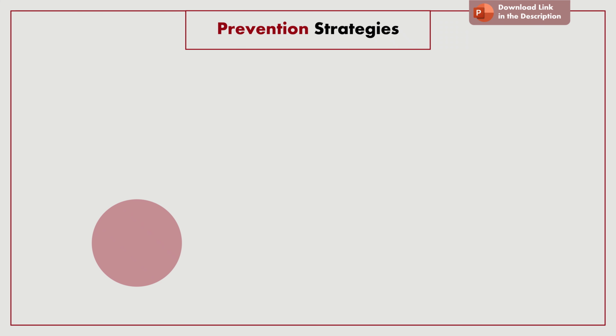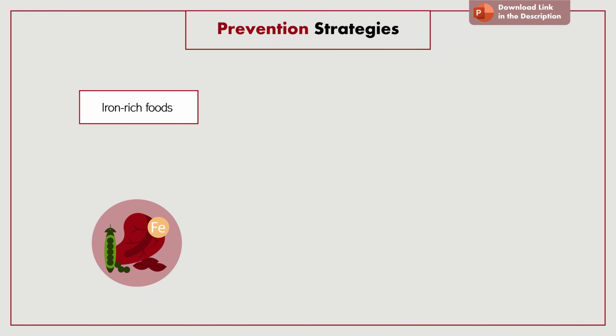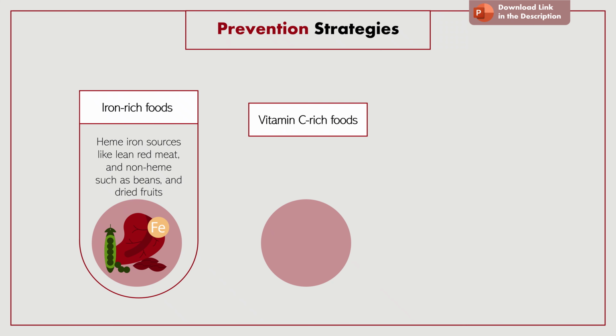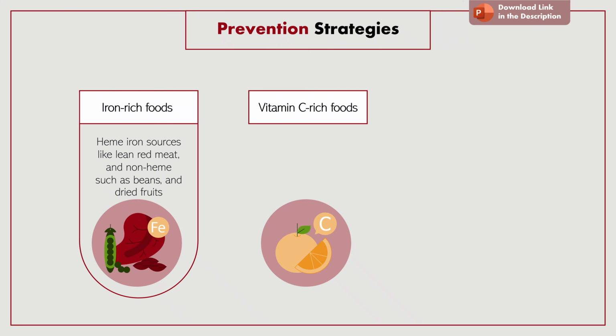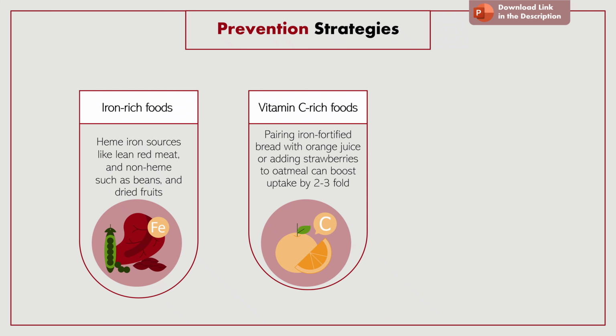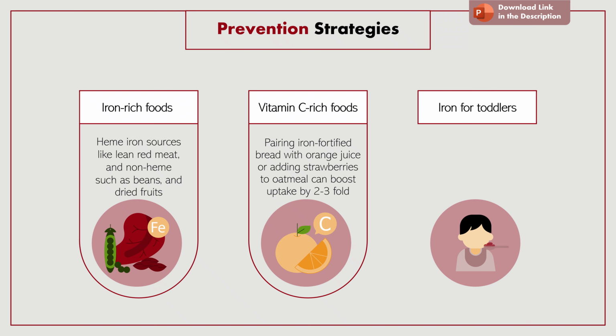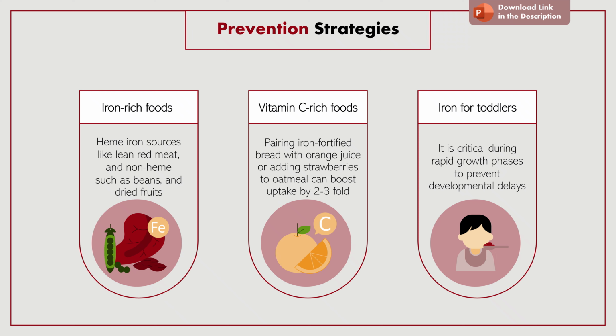Preventing iron deficiency anemia involves a multifaceted dietary approach. Iron-rich foods form the foundation, including both heme iron sources like lean red meat and salmon, and non-heme options such as beans, dried fruits, and iron-fortified cereals. Vitamin C co-consumption significantly enhances non-heme iron absorption. Pairing iron-fortified bread with orange juice or adding strawberries to oatmeal can boost uptake by 2 to 3-fold. For toddlers, introducing iron-dense solid foods like pureed meats and fortified cereals is critical during rapid growth phases to prevent developmental delays.